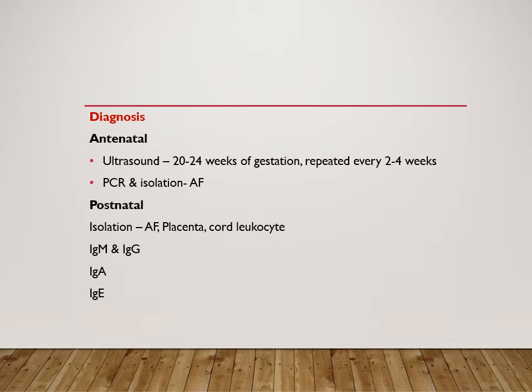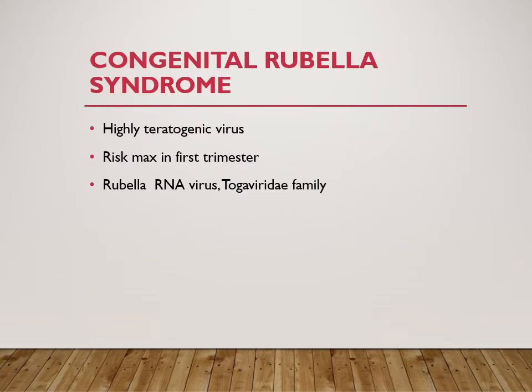So what options do we have postnatally? That is ELISA, IgM and IgG. The important one is IgM. IgA you can do beyond 10 days, and IgE, PCR and fundus examination.